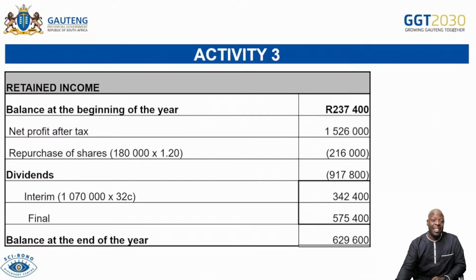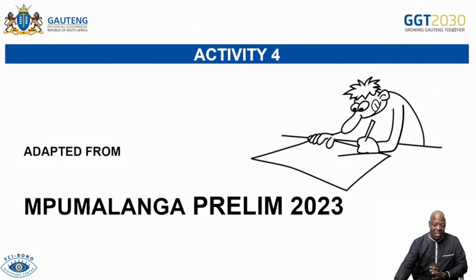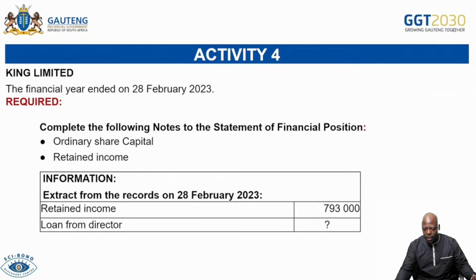Welcome back, guys. We are going to look at the next activity, which is activity number 4. This is from the Mpumalanga prelim for the year 2023. Okay, and let's see here what we are required to do. So in this one, this is going to be our last activity on ordinary share capital and the retained income.